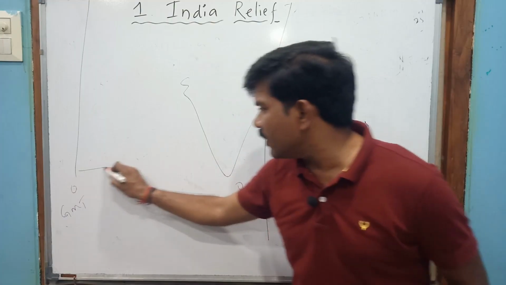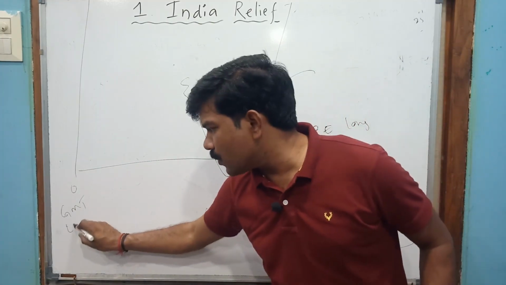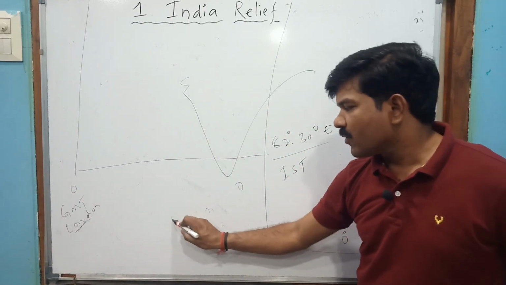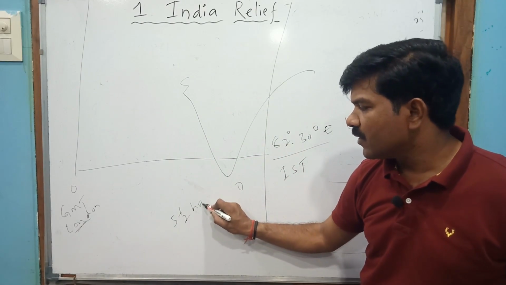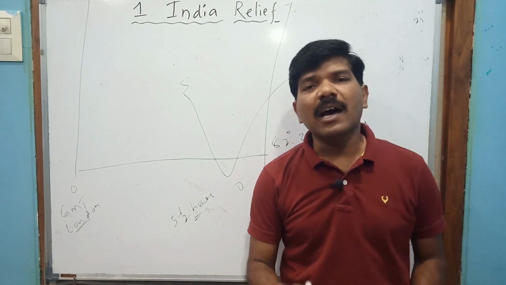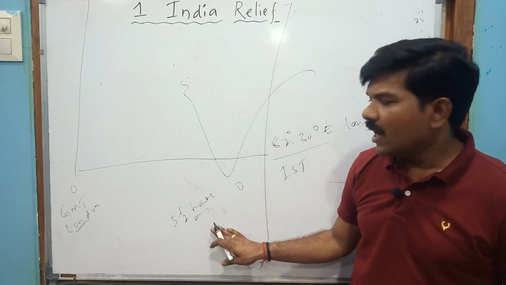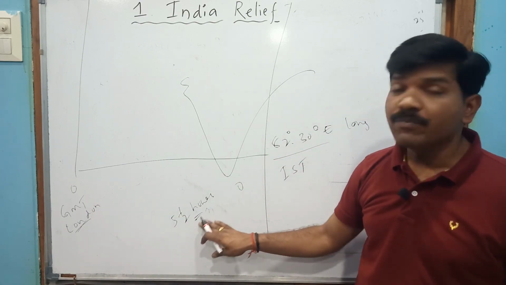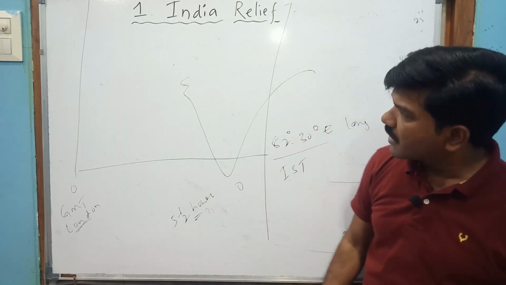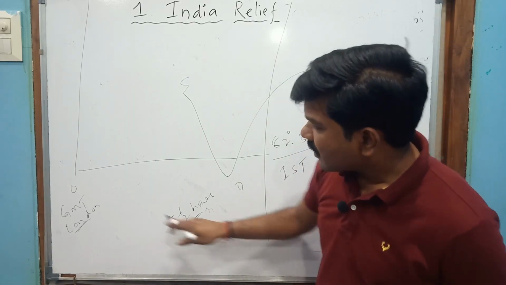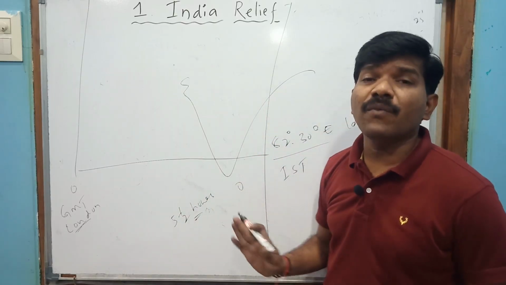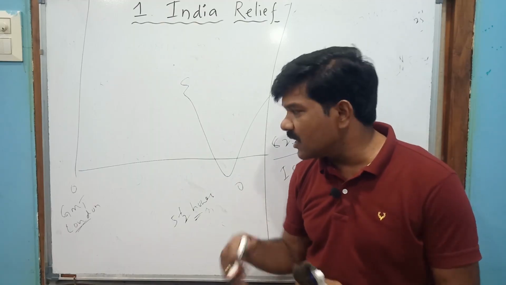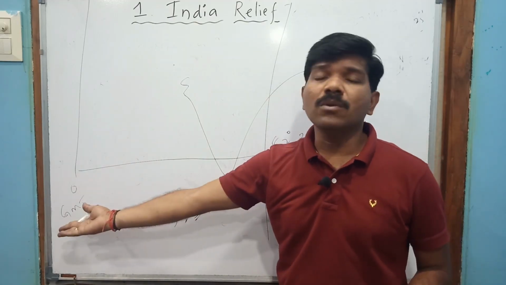What is the time difference between GMT, which passes through London, and Indian Standard Time? There is a 5.5 hours difference. India is ahead of GMT by 5.5 hours. From London to India, we are 5.5 hours ahead. The Indian time zone is ahead. First the sun rises in India, then after 5.5 hours, the sun rises in London.